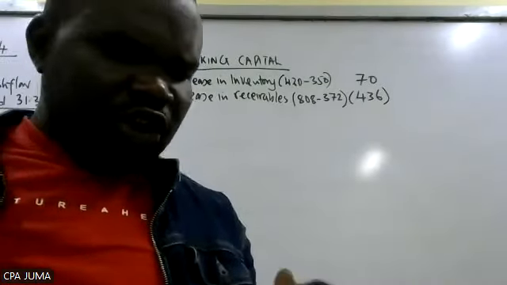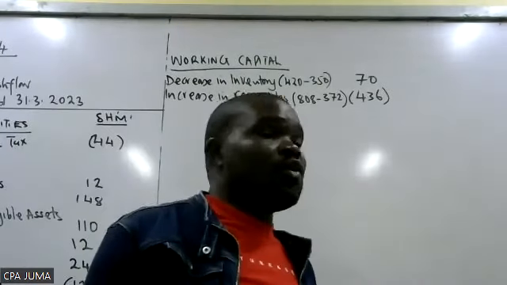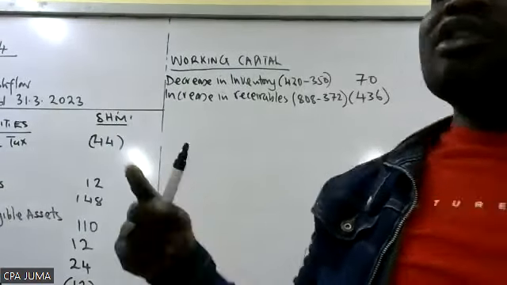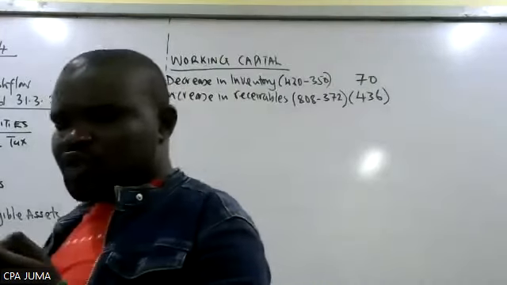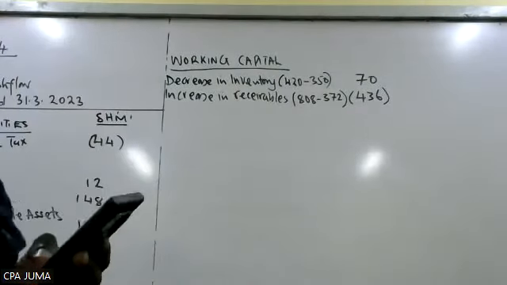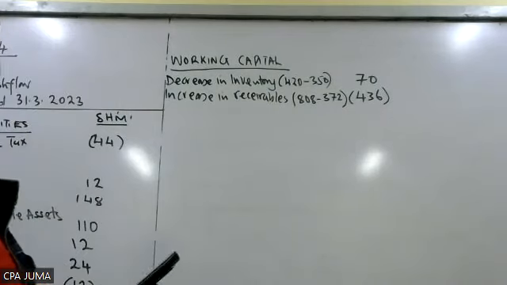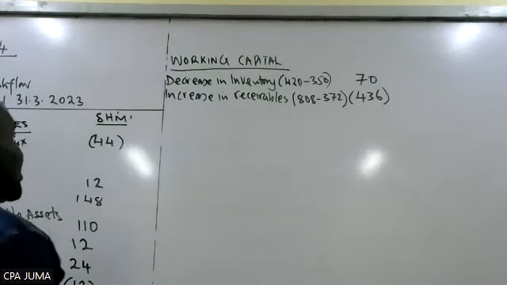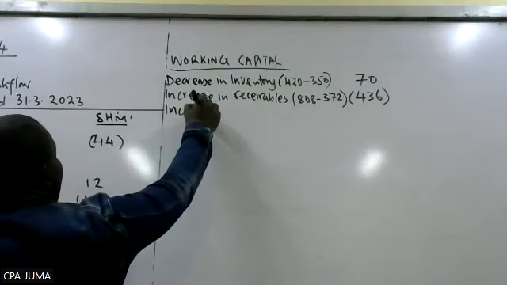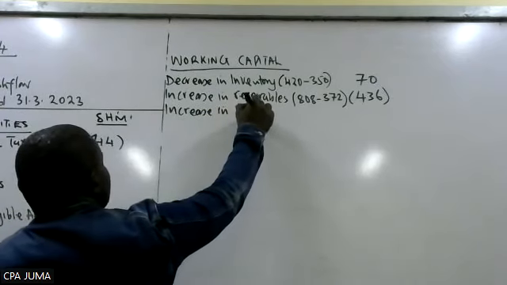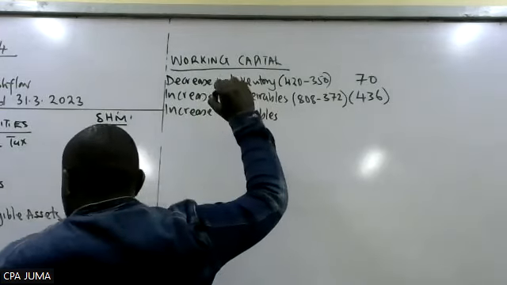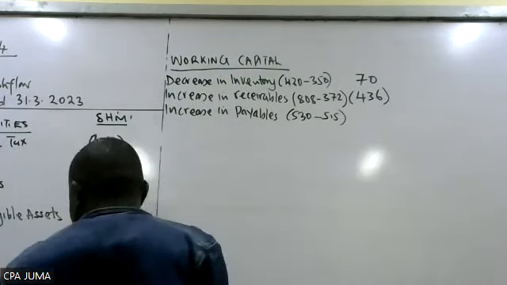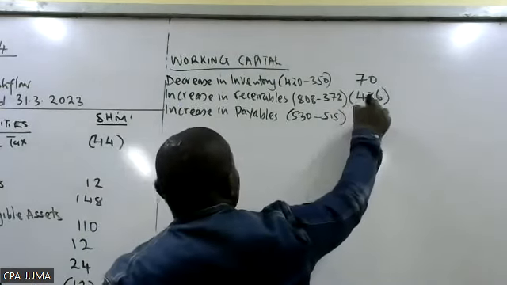Then next, interest receivable, no. Interest is not a working capital. Working capital is where we have stock, receivables, and payables. Interest will go to investing down there. So let's go to trade payables, other current liabilities. At the beginning, payable was 515. It increased to 530. So increase in payables is 530 minus 515. That one gives you 15.